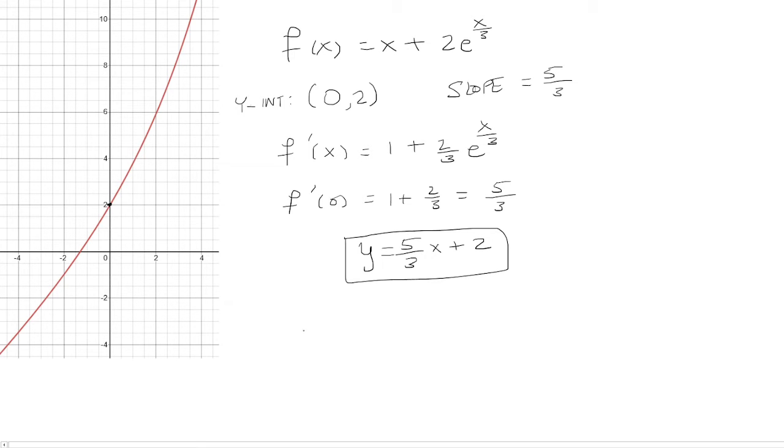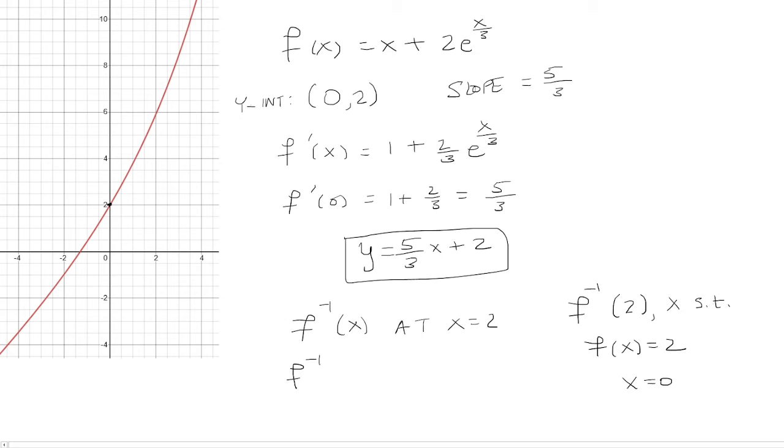Now, for the equation of the tangent line to f inverse of x at x = 2, for that we need a point and a slope. We know that x is 2, but f inverse of 2 is really saying find x such that f(x) is equal to 2. So when is y equal to 2? That's at x = 0. So x here has to be 0. So what we say is f inverse of 2 is equal to 0.